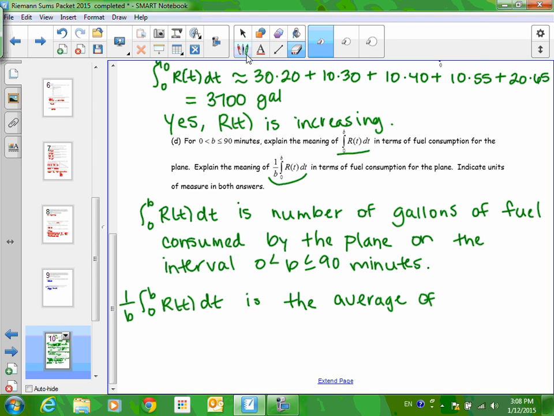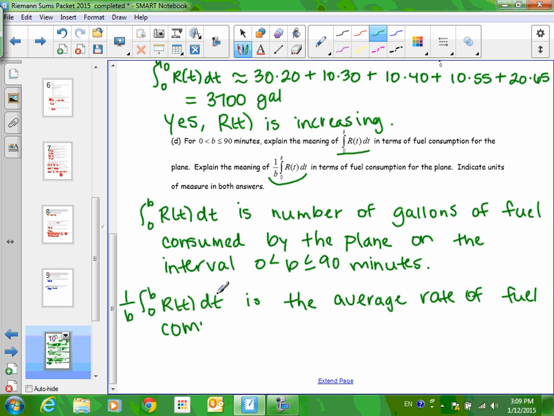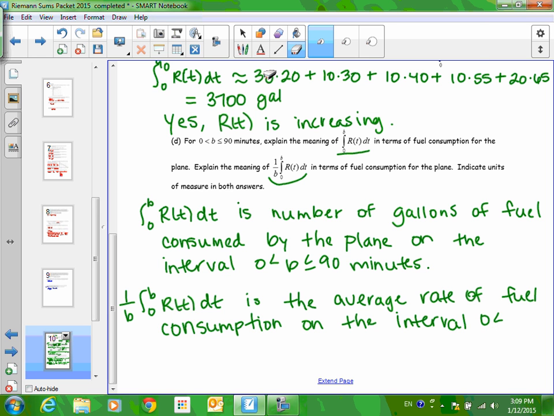I need to tone that down. Here we go. Average rate of fuel consumption. Why am I having such a hard time? Okay. Consumption. On the interval, and you could say of the plane there, they wouldn't take off here because we've already been talking about the plane in this problem. Average rate of fuel consumption on the interval 0 to b.